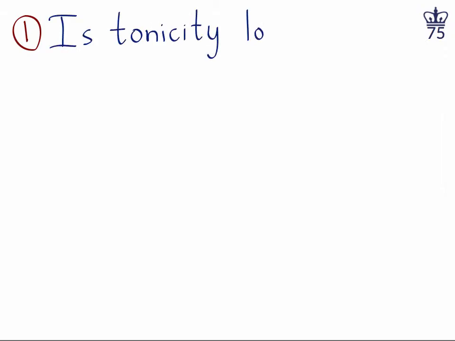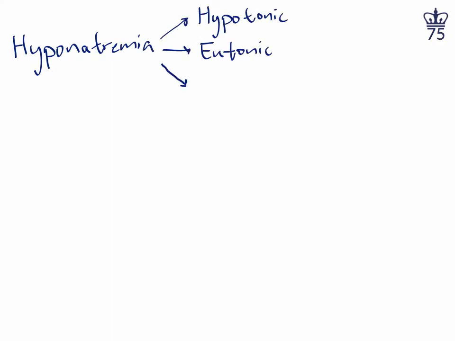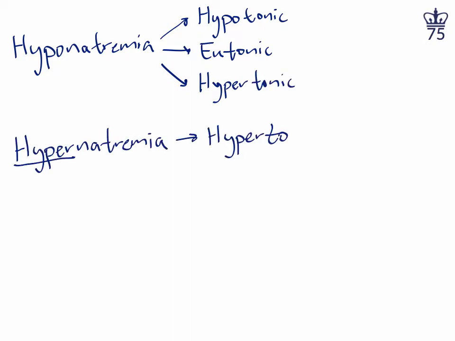This brings us to the first step in approaching a patient with hyponatremia. Step 1. Determine whether the sodium value you encounter is actually reflective of a low tonicity. So this is important because hyponatremia can actually occur at any tonicity: hypotonic, eutonic, or hypertonic. This is in contrast to hypernatremia, which is always a hypertonic state. A straightforward equation shows us why.